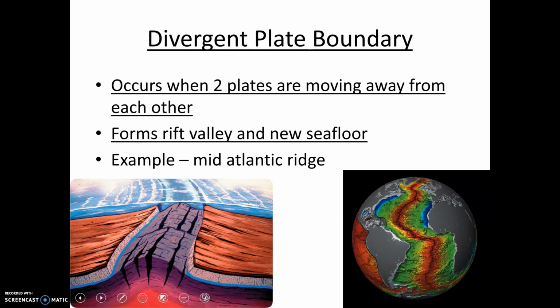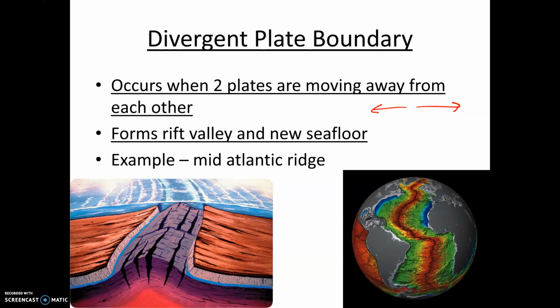So our first one is going to be the divergent plate boundary. This occurs when two plates are moving away from each other. So if I had to draw that, I would probably draw it with two arrows pointing directly away from each other. What is usually made here are some sort of rift valley or new sea floor. So this is where we're going to see mostly what we talked about with our hydrothermal vents. They're going to be created by this divergent boundary, creating new sea floor here.